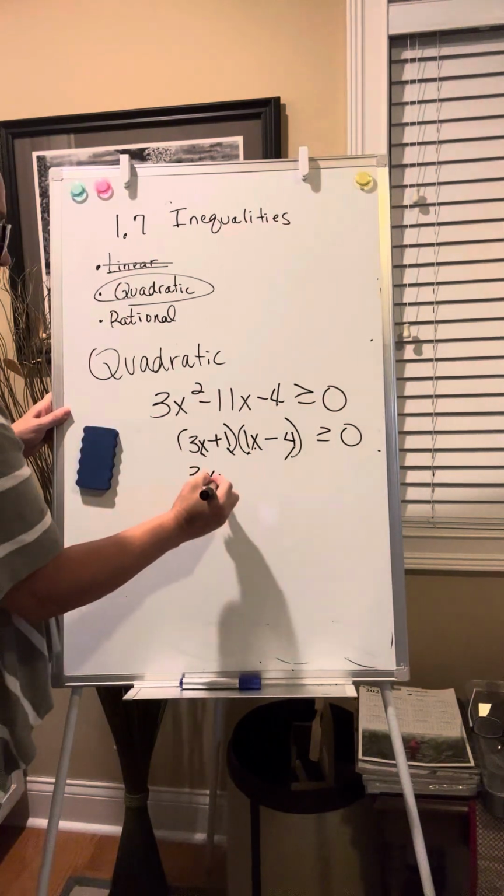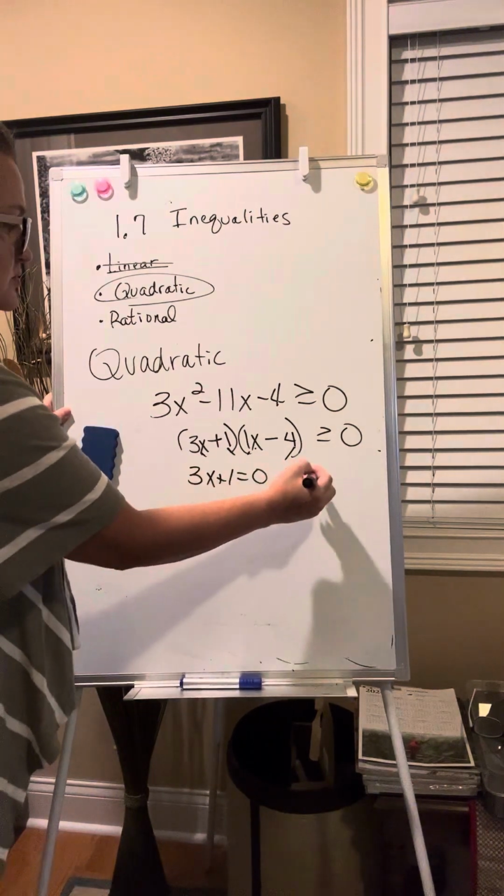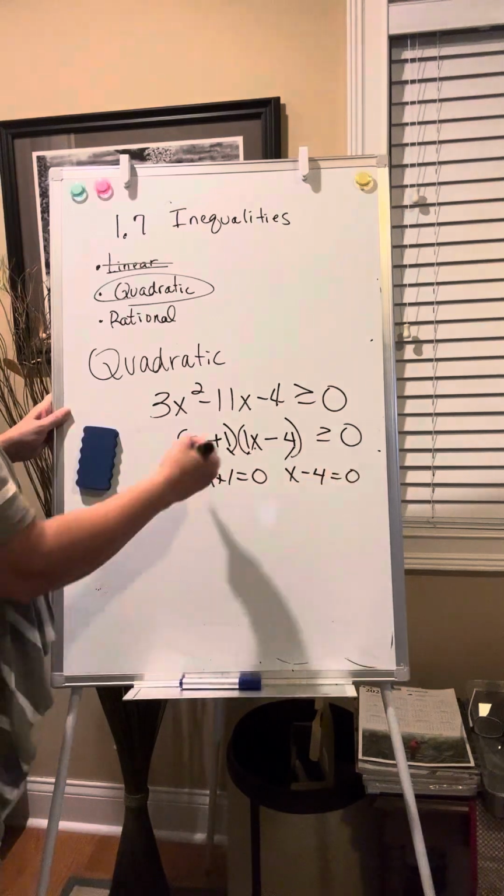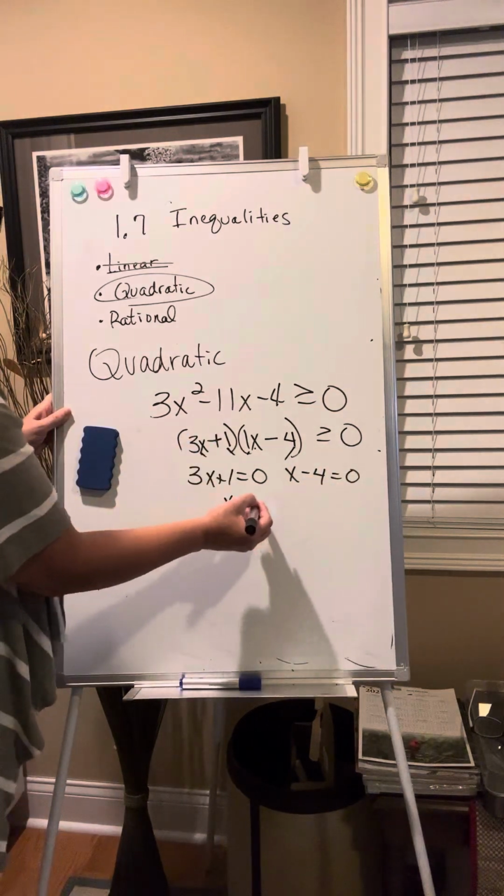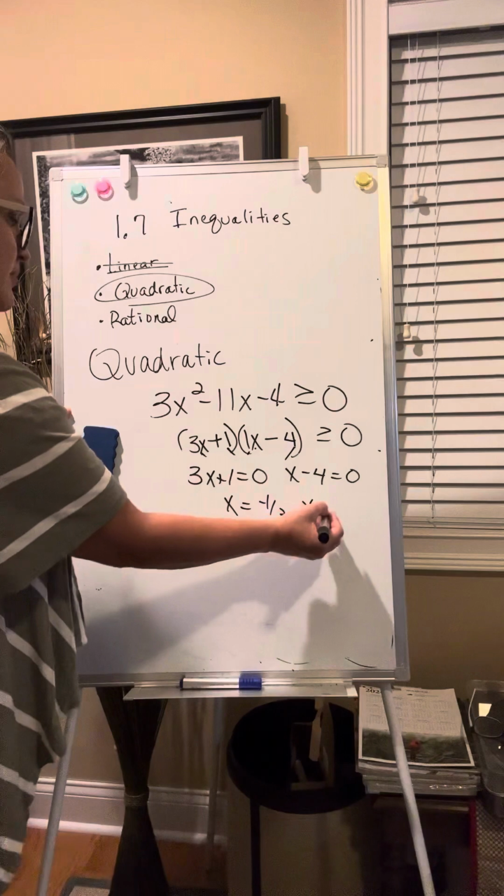If it's factorable, then we set each factor equal to 0, and then solve each one of these linear parts. You'll get -1/3, +4.